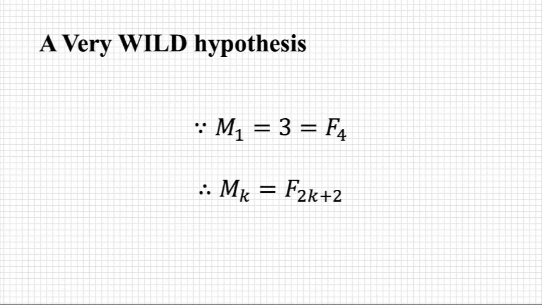Now, there is a very wild guess. Let's start with the base step. Since M1 equals 3, and it is the Fibonacci number of 4, what I can guess is that M of k equals F of 2k plus 2. Now, this applies to this base step, but the actual proof or the actual idea behind this will be discussed in the next few minutes. So this might seem counterintuitive at first, but it is going to be helpful as we carry the discussion forward. So just another way to approach this.